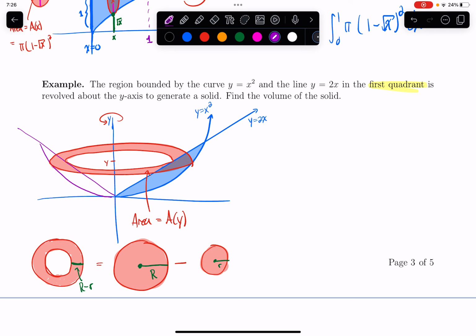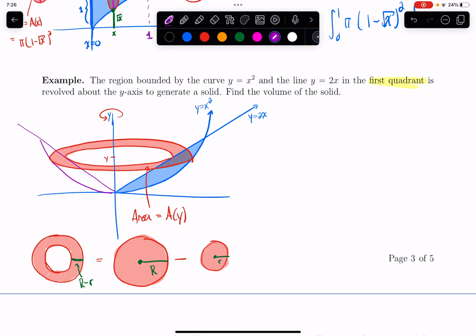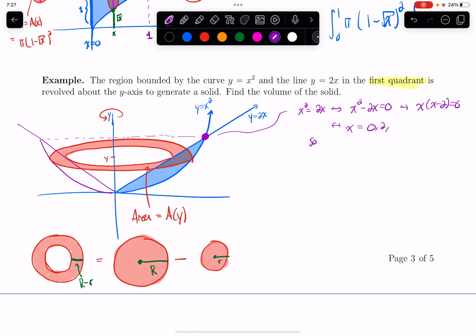It's probably worth noting that the y values seem to start and end at 0 and whatever this value is. Probably need to know what that y value is. I can find that fairly easily by setting these equations equal to each other. If I set x squared equal to 2x and I solve, I'm getting x squared minus 2x equals 0, which means x times x minus 2 is equal to 0, which means x is equal to 0 and 2. So that means my y value is equal to 0 and my y value is equal to 4. So that's my 0 here. This is 0, 0. And then this is the point, it looks like 2, 4.